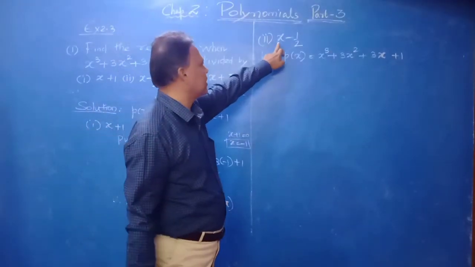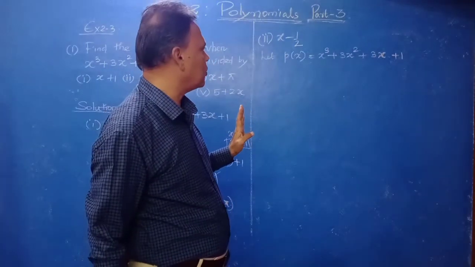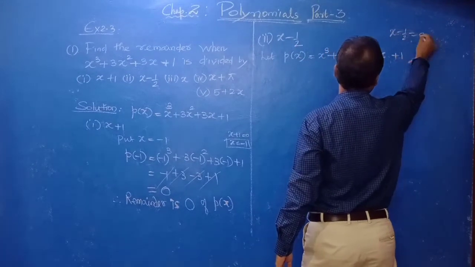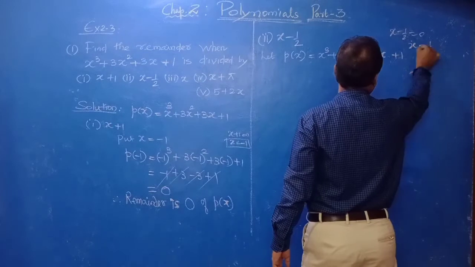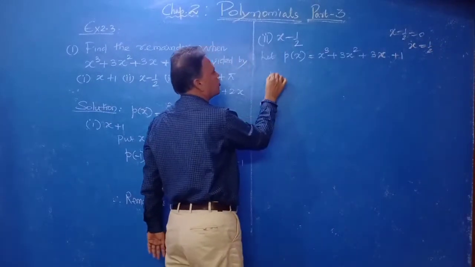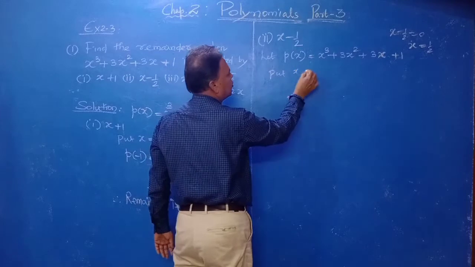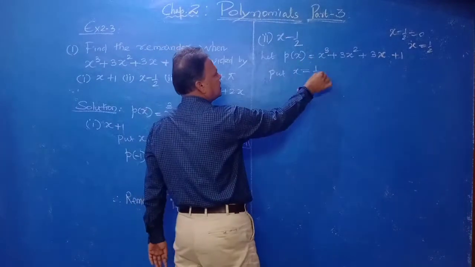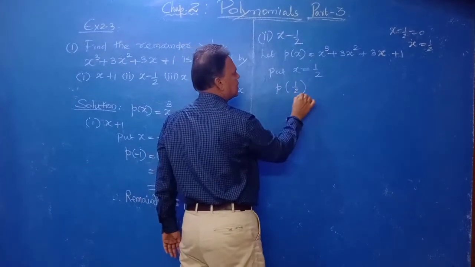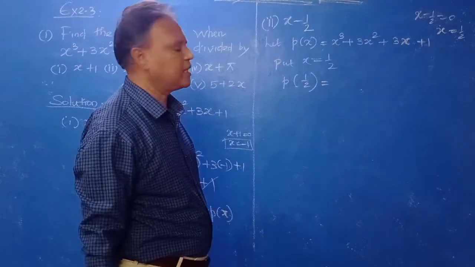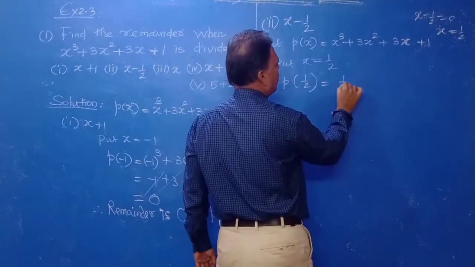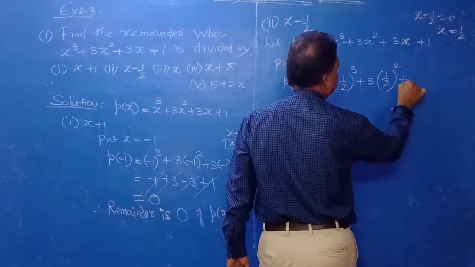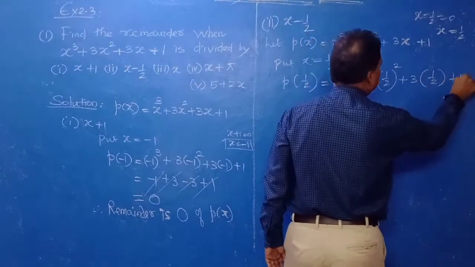In the second problem we now get x minus 1 by 2. So x minus 1 by 2, in the rough column you do x minus 1 by 2 equal to 0, which means x is equal to 1 by 2. Right? So put x is equal to 1 by 2. In place of x I am replacing 1 by 2. That means you will get 1 by 2 whole cube plus 3 into 1 by 2 the square plus 3 into 1 by 2 plus 1.